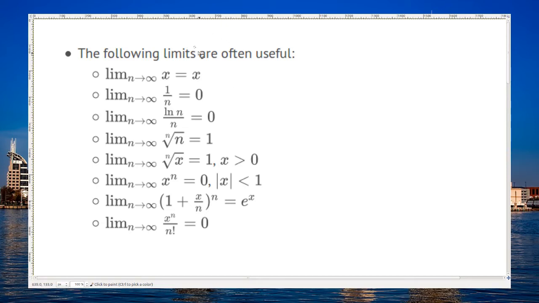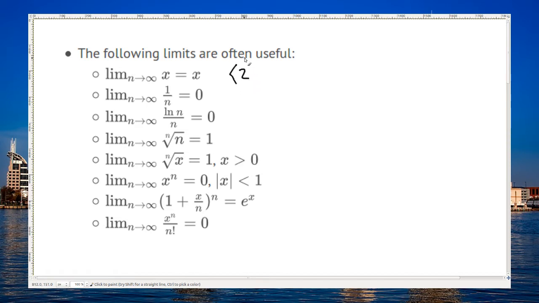Here are a few limits that we'll find useful. And I should note that in these formulas, x is actually a constant. I know that's kind of different than usual, but in these problems, we're talking about limits of sequences involving n as the index, which means that x has nothing to do with n, and therefore it's a constant. All right, and so of course, if you have the limit of a constant, then that's just the constant.